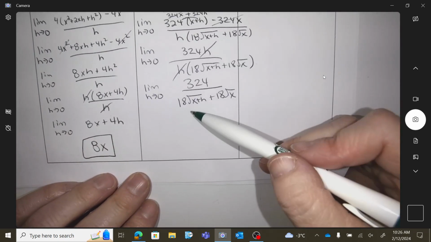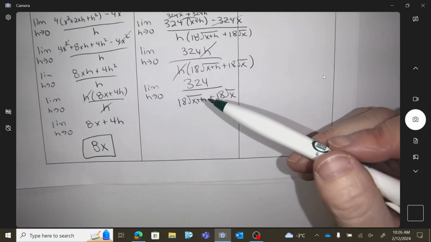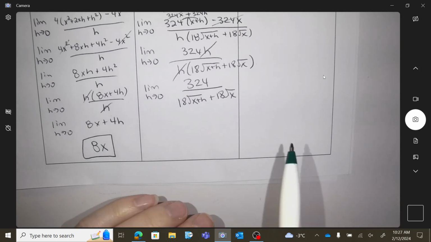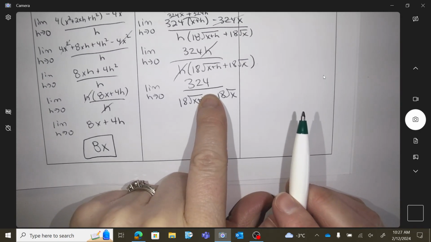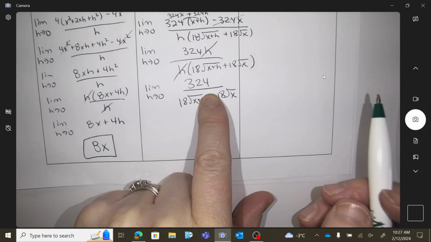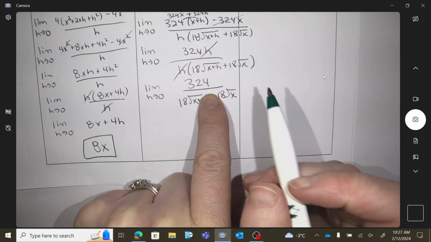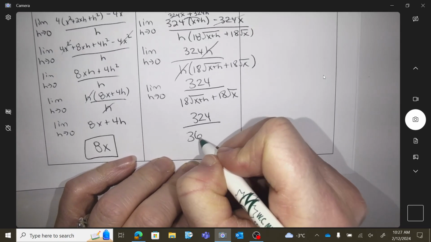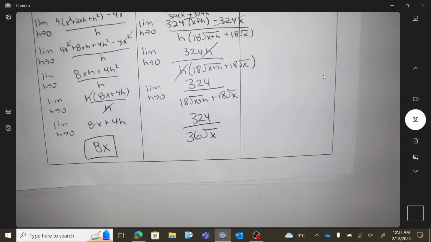Okay, remember every time you've canceled that h in the bottom, you're ready to do the plug-in. So if I cover up this h, the bottom would be 36 root x's. Right? 18 root x plus 18 root x.